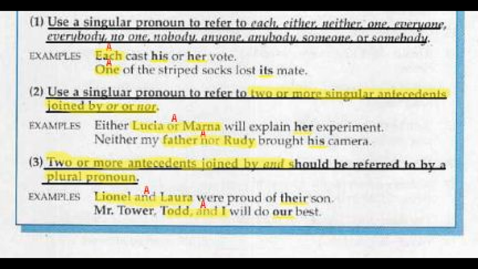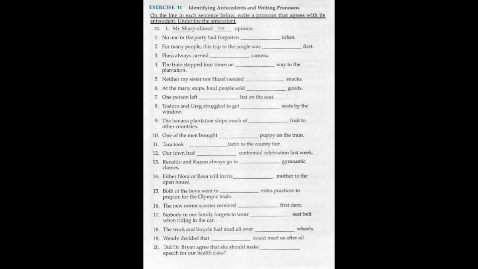Okay, now let's go ahead and turn the page to 188 and look at the assignment. The rules for exercise 11 on page 188. Identifying antecedents and writing pronouns. On the line in each sentence below, write a pronoun that agrees with its antecedent. Underline the antecedent. If you don't do this, I'm not going to give you credit for this assignment. So you need to make sure to do both parts.